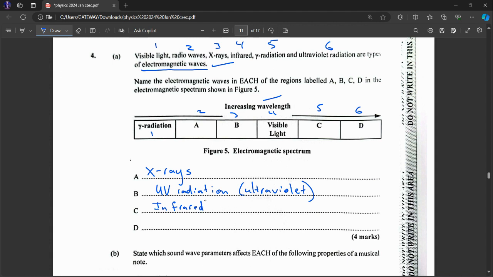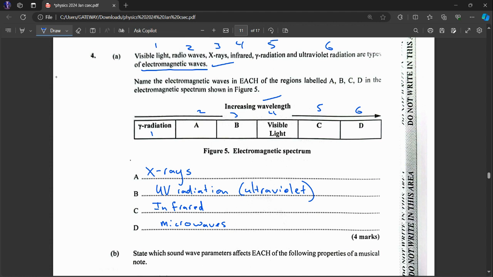And after that, you have the one with the largest wavelength out of the options here, which would be, well, they have microwaves. You could put the radio waves, right? Microwaves. Well, I have radio waves there. You could have put that as well, right?